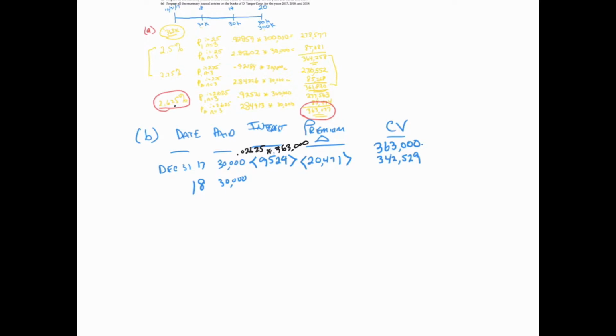Then when we take the next year, I'll do that also in black, 0.02625 times the carrying value, 342,529. Now, that's a little bit lower of a base, but the interest rate remains the same, so that our interest expense for the second year is $89.91, and the reduction in the carrying value, $21,009, and this becomes $321,520. In year 19, we have another $30,000.